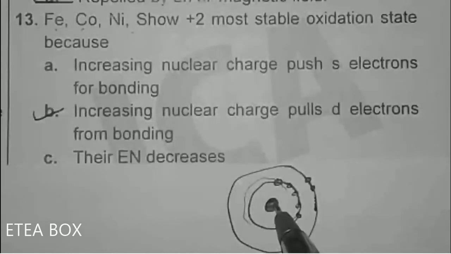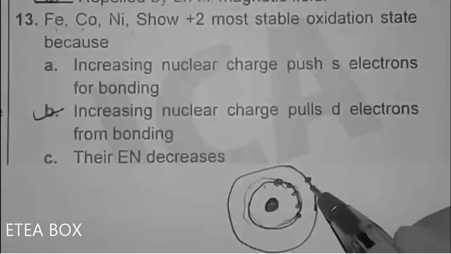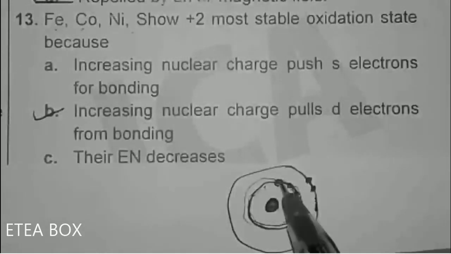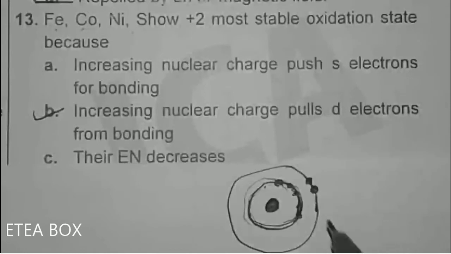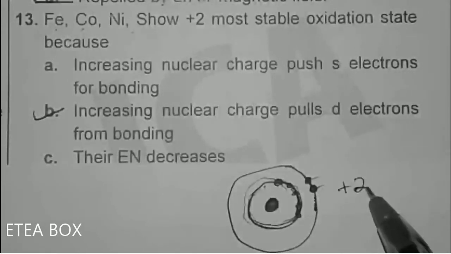So what will happen? The nucleus will only attract these d electrons, and it is unable to attract the s electrons because the d electrons shield the s electrons. That's why the nucleus will tightly attract the d orbital electrons towards itself, and due to the shielding effect of these d orbital electrons, the s orbital electrons will be free to take part in the bond formation process. That's why when the atom loses these 2 electrons, it will gain a +2 oxidation state.